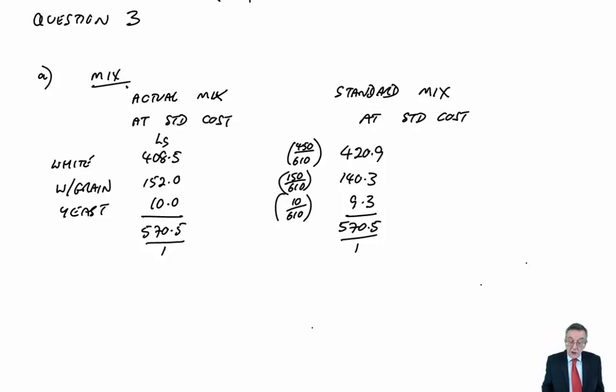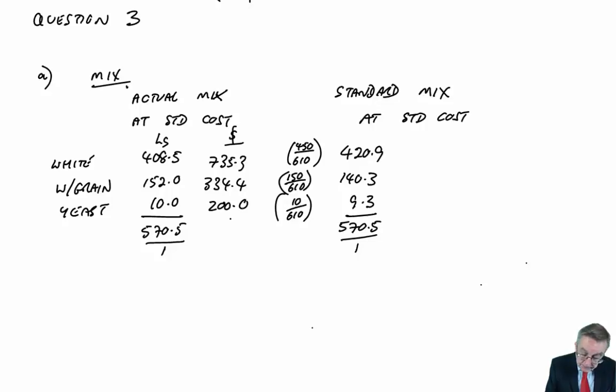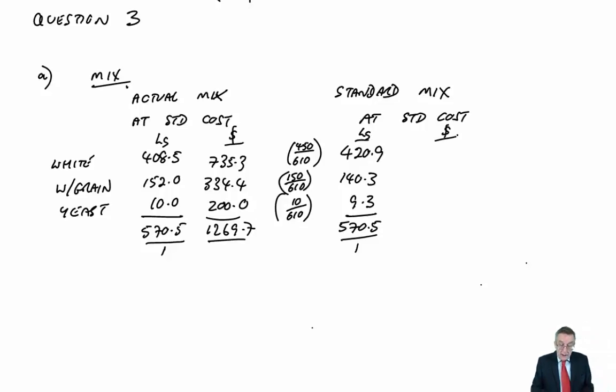So here's how we mixed it. That's how we should have mixed it. Cost out at standard cost in both cases. So white flour, it should have been $1.80. So 408.5 times the $1.80 should have been 735.3. Whole grain, 152. The standard cost is $2.20 a kilo. 334.4. And yeast should have been 20 a kilo. 10 times 20 is 200. So the actual mix, at standard cost, would have cost us 1269.7. Whereas standard mix at standard cost, 420.9, white flour is $1.80.